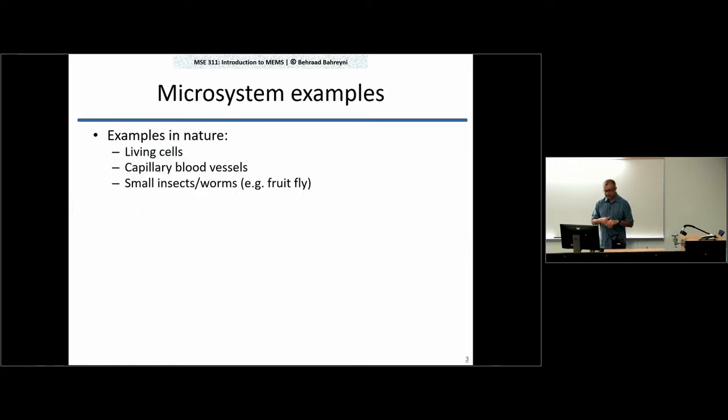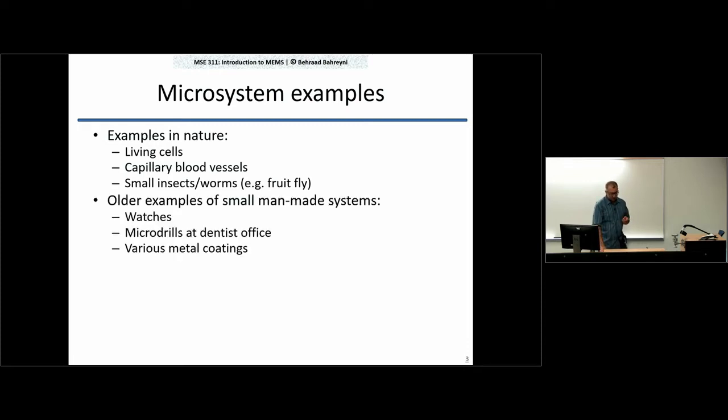Examples of microsystems: well, there are plenty of them in nature. All the cells, the capillary blood vessels, small insects, these are all microsystems. They have organs and components on the order of a few microns or even smaller, that collectively work together and make the system function as it is supposed to.